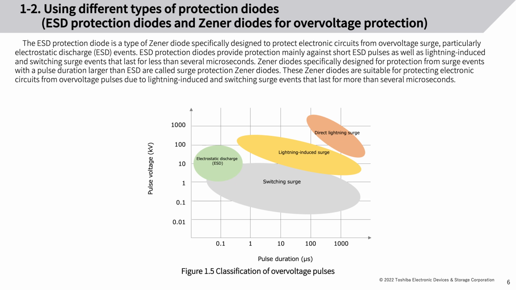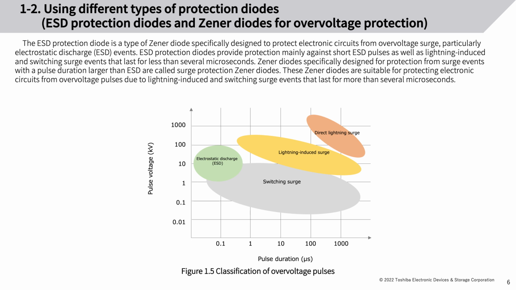Using different types of protection diodes, ESD protection diodes and Zener diodes for overvoltage protection. The ESD protection diode is a type of Zener diode specifically designed to protect electronic circuits from overvoltage surge, particularly electrostatic discharge, ESD events. ESD protection diodes provide protection mainly against short ESD pulses as well as lightning-induced and switching surge events that last for less than several microseconds.